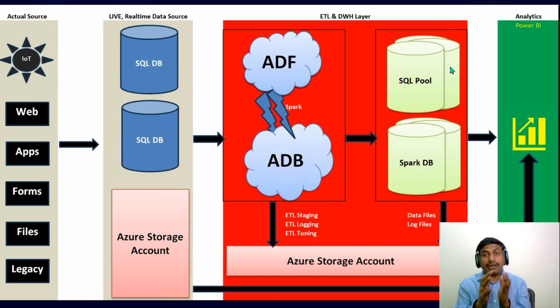Now the question here: how to extract data from the left and load it to the right. How to extract data from the source, the live real-time data, the IoT apps and other web pages, and how to load them to the godown, the warehouse. There comes ETL, extract, transform, load.